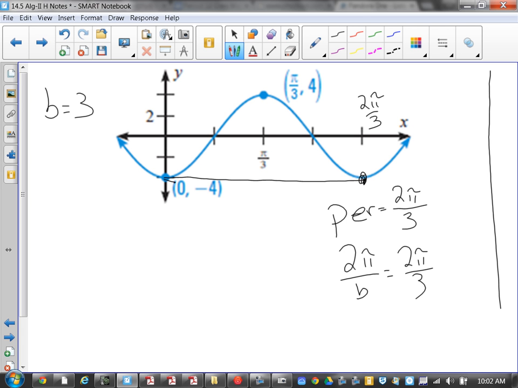Now take a look at where your maximum and your minimums are occurring. The minimum's at negative 4, and then your maximum is at positive 4. Is there a horizontal shift here? Is there a vertical shift going up and down at all? No, because it's still centered. Is this cosine? Yeah.